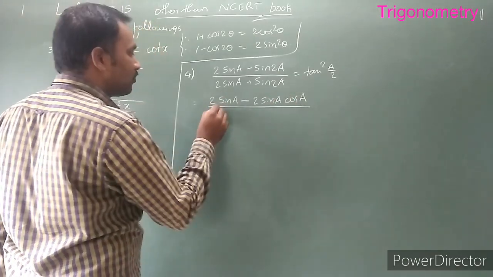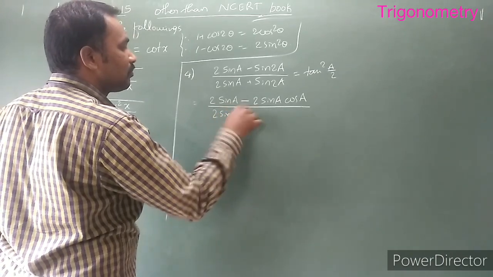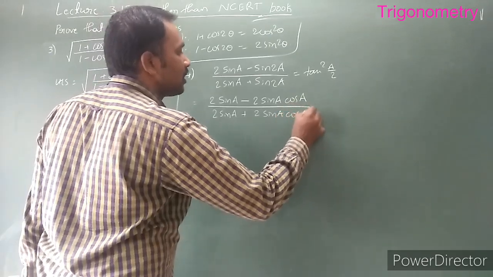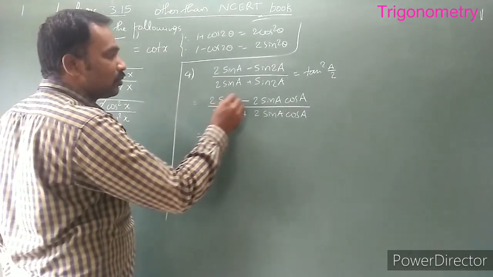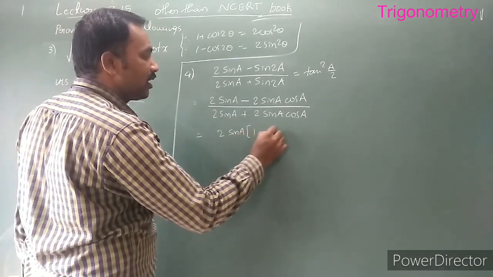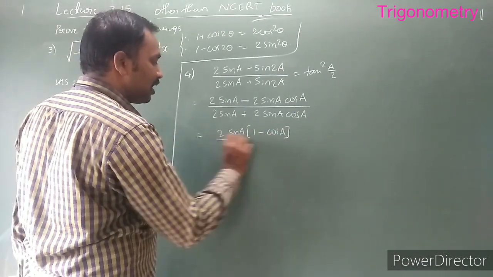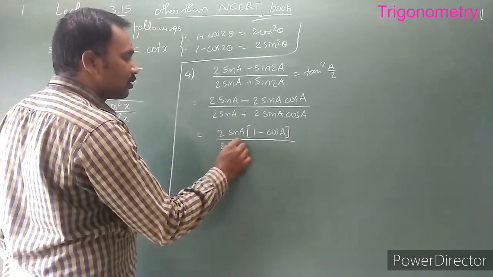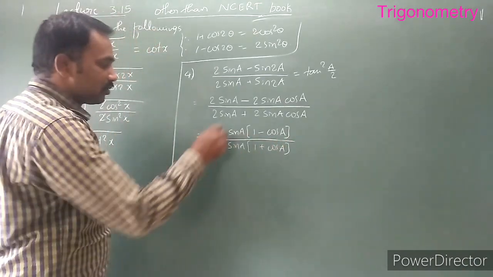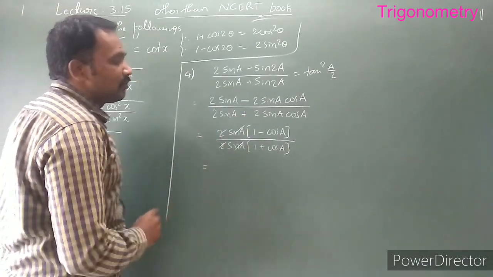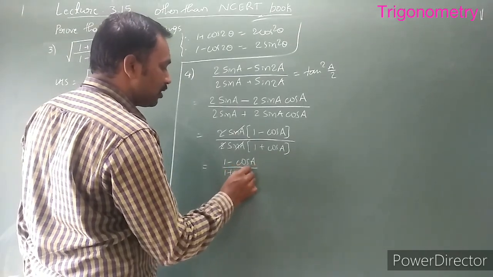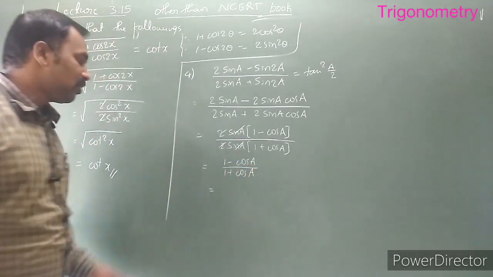The whole thing is divided by 2 sin A plus sin 2A, again the same thing, 2 sin A into cos A. Is anything common? Yes, 2 sin A, 2 sin A. In the numerator 2 sin A is common. What is left? 1 minus cos A. In the denominator, again 2 sin A is common. What is left? 1 plus cos A. So 2 sin A gets cancelled. Remaining: 1 minus cos A divided by 1 plus cos A.